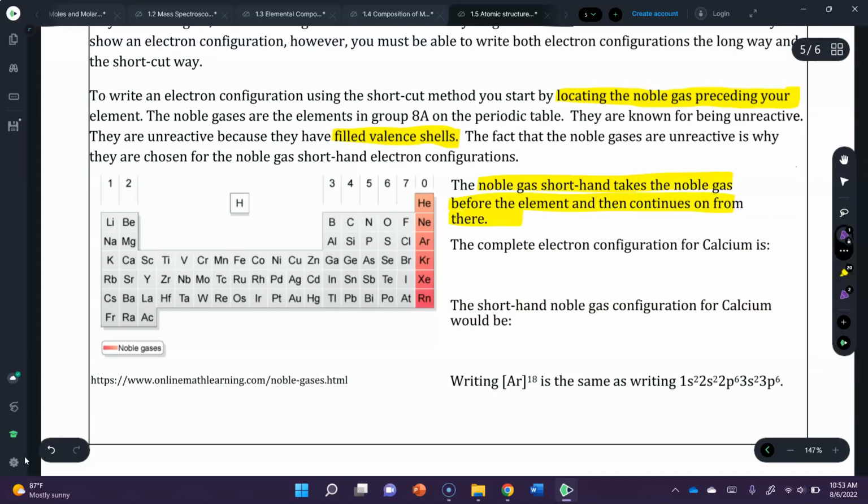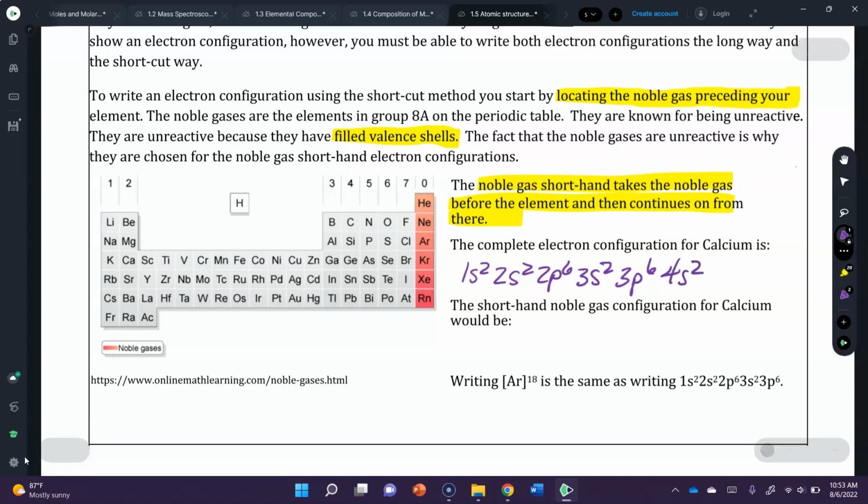So let's look at how we could do that. We have the complete electron configuration for calcium as 1s2, 2s2, 2p6, 3s2, 3p6, then 4s2. To do the noble gas electron configuration for calcium, we see calcium is here. We go to the noble gas behind it or before it, and that is argon. So we write argon first, and then we write 4s2 after that.